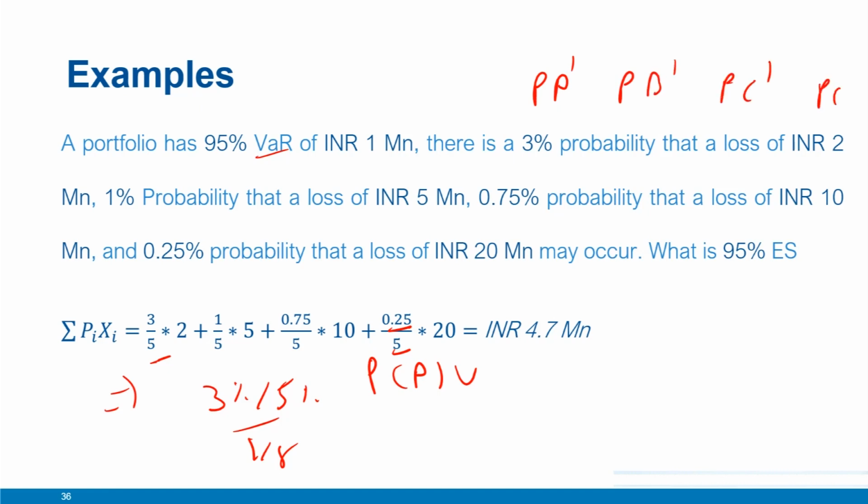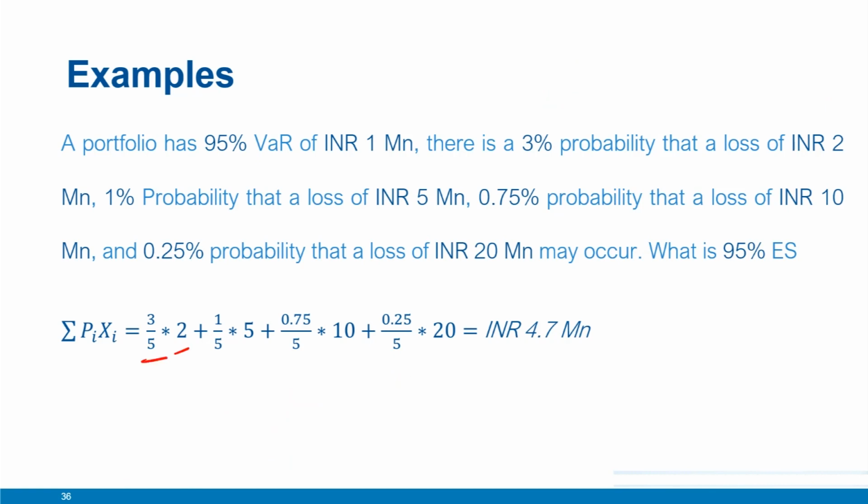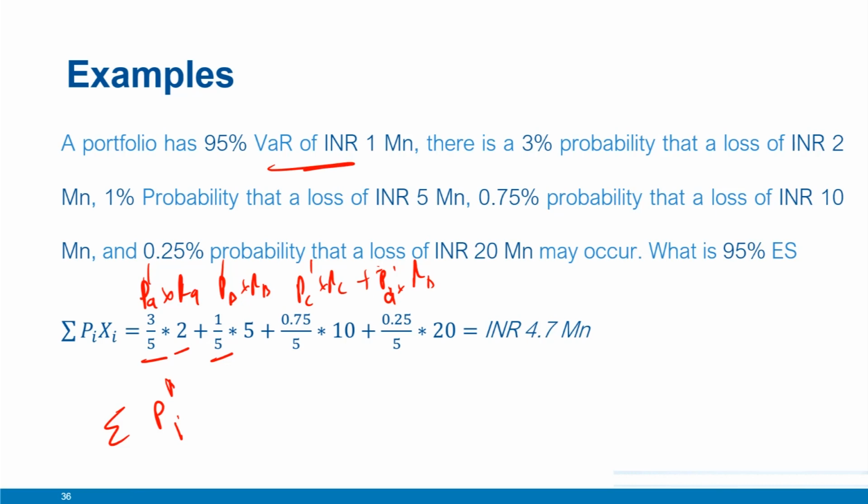Now that I have revised probabilities, that is PA dash, PB dash, that are conditional to the fact that the VaR has breached, I can compute the expected shortfall with the same method of expectations, that is 3 by 5 into 2 plus 1 by 5 into 5, and so on. This is PA dash into RA plus PB dash into RB plus PC dash into RC plus PD dash into RD, which is nothing but an expression like the sum of Pi dash into Ri, where I equals 1 to 4. Dash I am putting for the fact that it is conditional to VaR having breached. There are 4 possible events, and we get an expected value of 4.7 million.